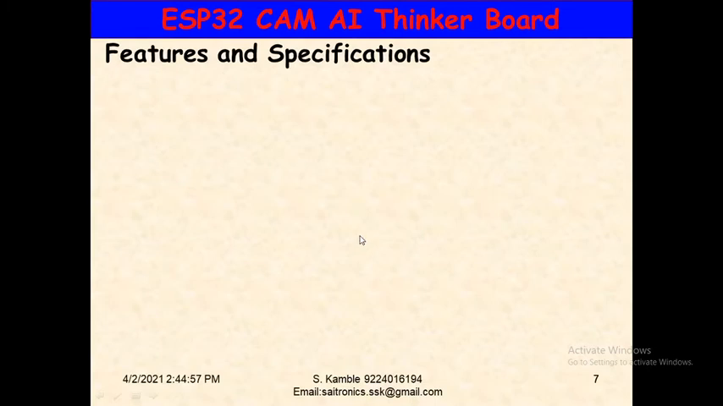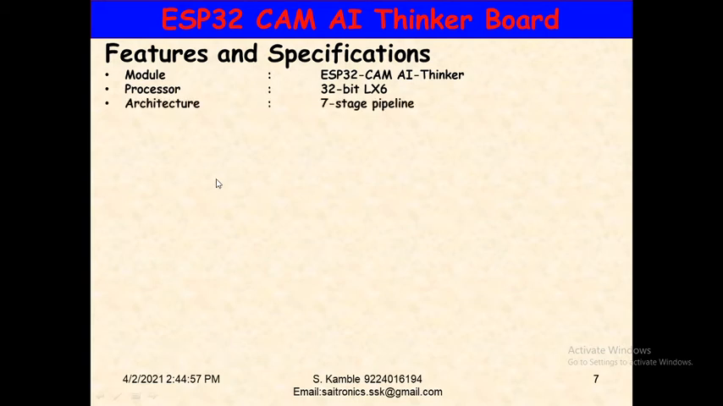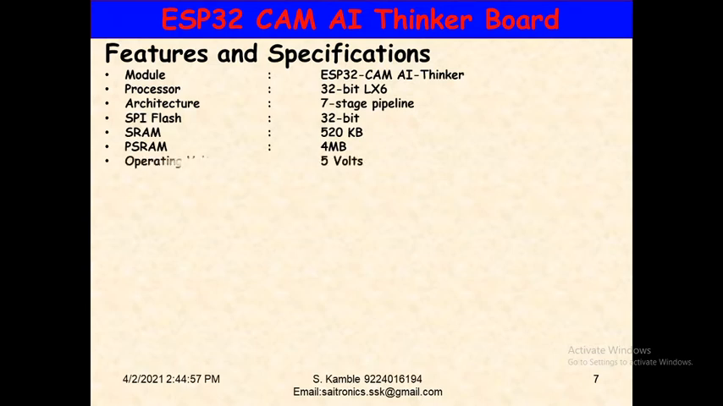Next, features and specifications of the ESP32 CAM AI Thinker board. So the module is ESP32 CAM AI Thinker. Processor is a 32-bit processor. Architecture is 7-stage pipeline architecture. It has 32-bit SPI flash. SRAM is 520 KB. It has special PSRAM of 4 MB. Then operating voltage is 5 volt. It has one UART and its baud rate is fixed at 115200 bits per second for IoT purposes.